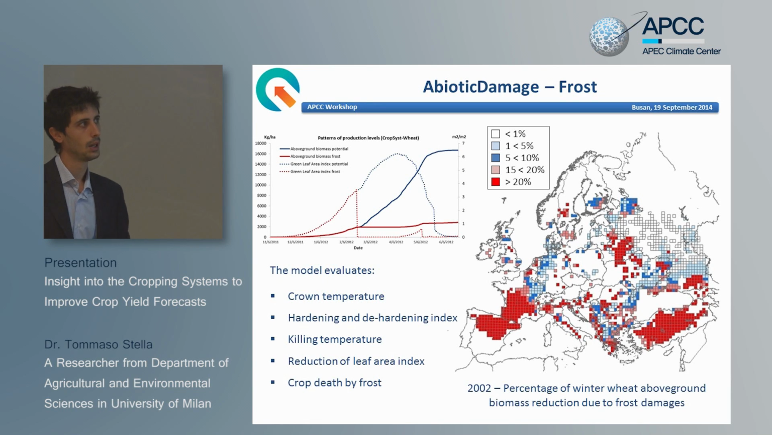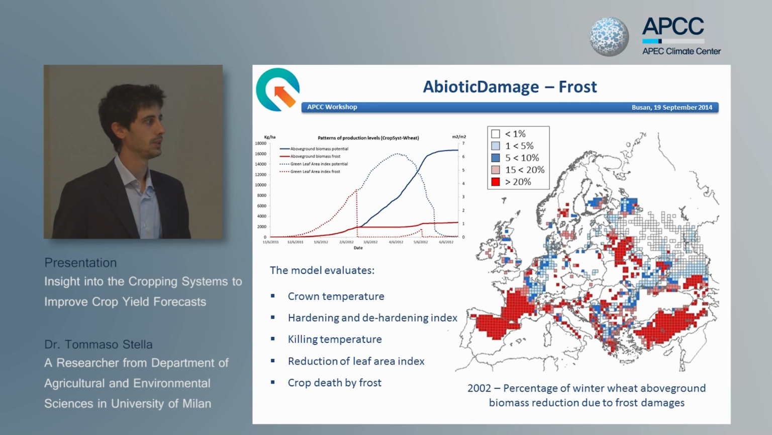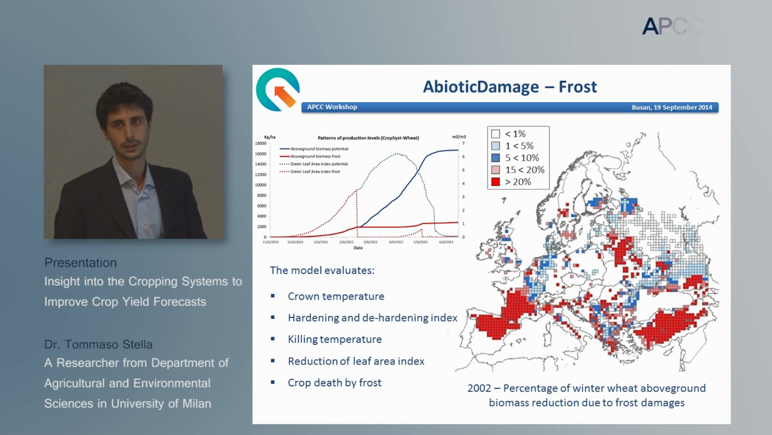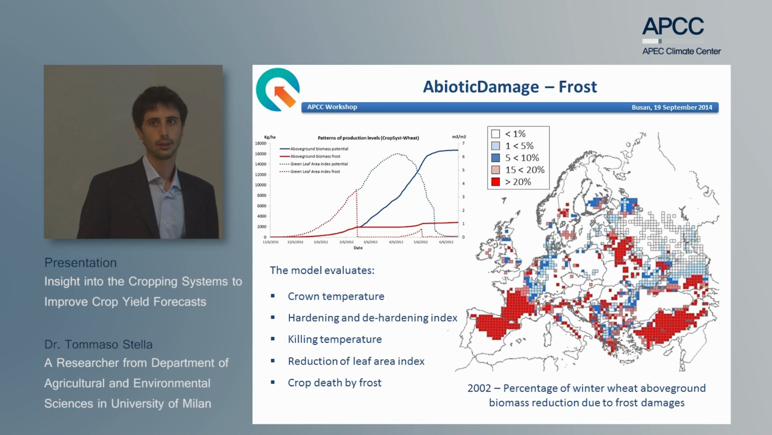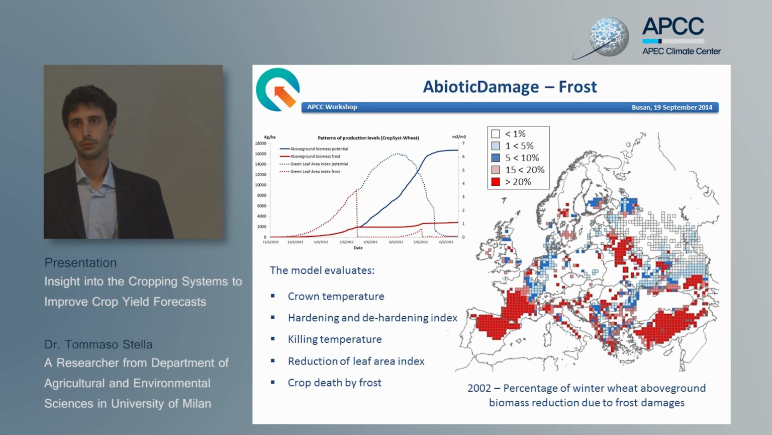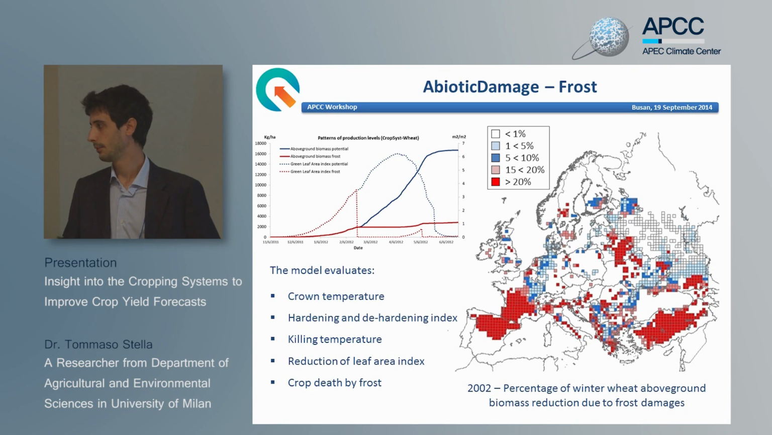And here again, the result of a spatially distributed simulation. And again, we can see that the damage due to frost can be really high. And so why not account for these damages while simulating the crops in order to have an idea of the final yields?